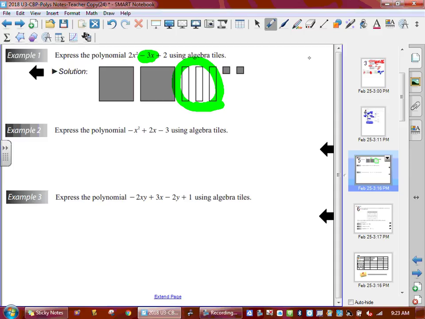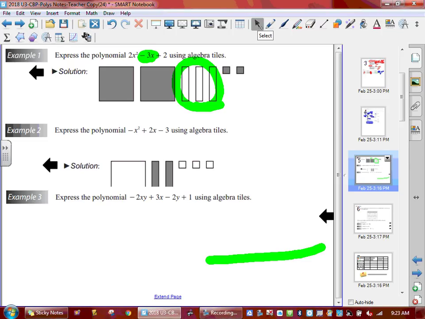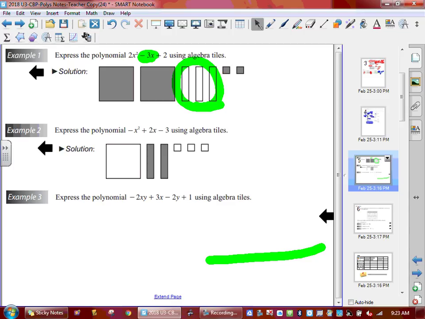So, we have a negative x squared. So this guy matches this guy, negative x squared. Okay? Remember, negative is white. That's why he's white. We have a negative 3 constants. That's our negative 3 constants. We're still dealing with the variable x. So since we're dealing with the variable x, our sticks are going to run straight up and down. If we were dealing with y, we'd lay them down flat. Okay? So we have 2 of these guys. That means they're positive 2x right in the middle there.